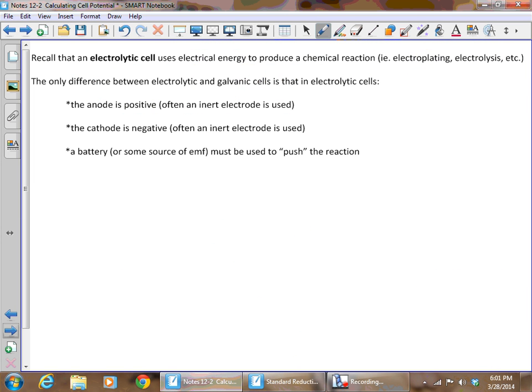Finally, recall that if it's an electrolytic cell, it uses electrical energy to produce a chemical reaction, electroplating, electrolysis, etc. The only difference between electrolytic and galvanic cells is that in electrolytic cells, the anode's positive, the cathode's negative, just opposite. And you have to have a battery or some sort of EMF to push the reaction. So that's just finishing up our discussion of electrochemical cells.